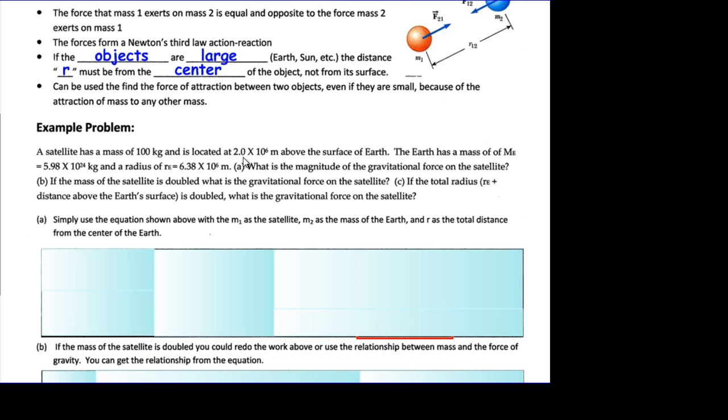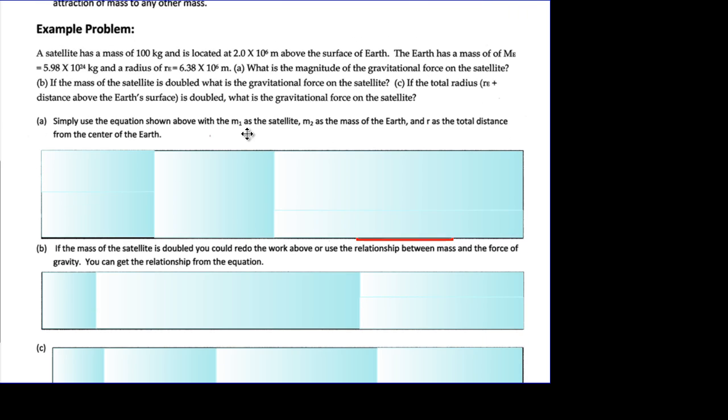Okay, so we're going to do an example problem. We've got a satellite that has a mass of 100 kilograms and it is located 2 × 10⁶ meters above the Earth's surface. So going back to what we had done traditionally, before force diagrams, we'd list out the givens. So we have the mass of the satellite, ms, and the distance from the Earth's surface to the satellite, 2 × 10⁶, and notice it's in meters and kilograms. Those have to be the standard units that you add in for the equation.